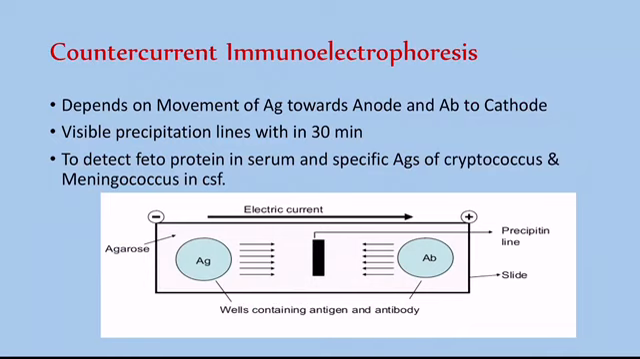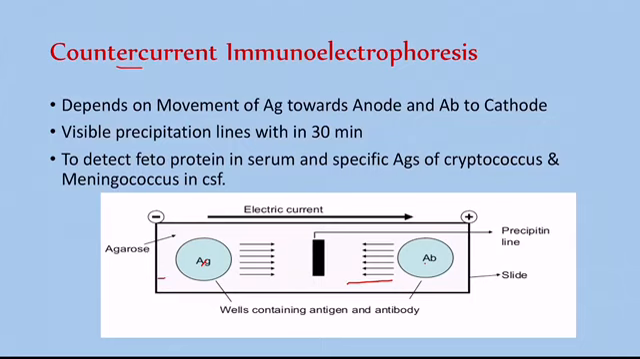The other one is countercurrent immunoelectrophoresis. Countercurrent immunoelectrophoresis depends upon the movement of antigen towards the anode and antibody towards the cathode. Agarose gel is poured on the plate or the slide. Now the wells are cut and the antigen and the antibody are added to the wells. Now both the antigen and antibody diffuse and move towards each other. Only two wells are cut in this.